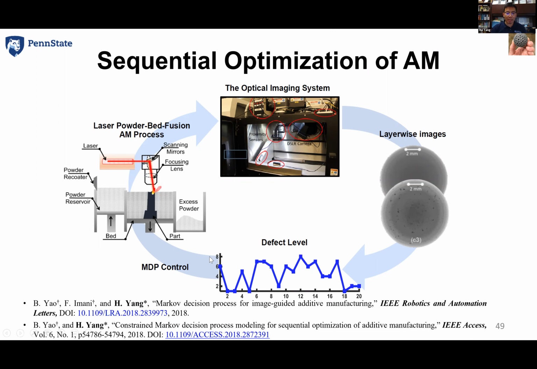The detailed mathematical modeling details are available in these two papers. And we even consider the constrained Markov decision process. That means when you are making the decision, you are constrained by a lot of factors. For example, you cannot do the repair for every layer, right? You have a certain budget to do the repair. And then under this budget, how do you maximize the probability that this final build will have no defect?